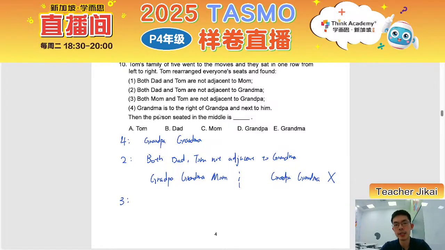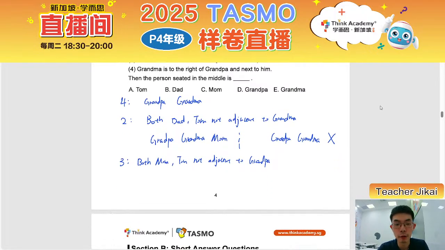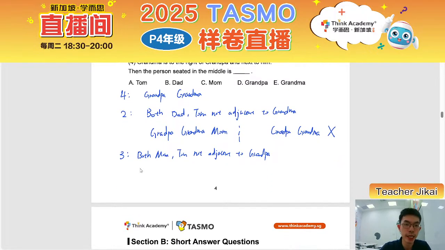So we can go from the third criterion. So both Mom and Tom are not adjacent to Grandpa. So it means what? Both Mom and Tom not adjacent to Grandpa. So also we have 3 people remaining: Dad, Mom, Tom. Mom, Tom not adjacent to Grandpa, so only Dad can be on the left of Grandpa, right? So we also have 3 cases.